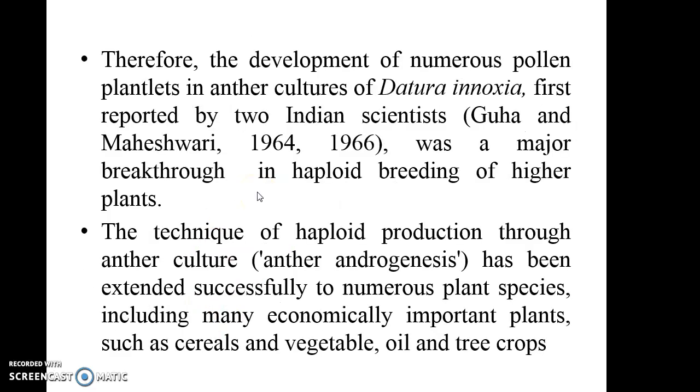After that, there were 2 scientists, Guha and Maheshwari. Keep in mind, both were Indian scientists, and they developed this haploid culture technique for the first time. The technique involved the production of haploid plants through anther culture, and they used the Datura plant for their experiment. After that, anther androgenesis was tried in numerous economically important plant species.